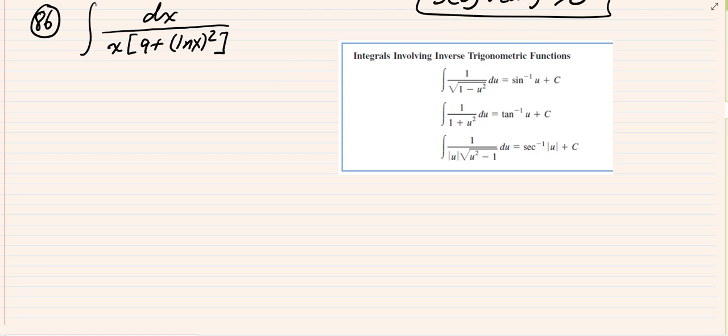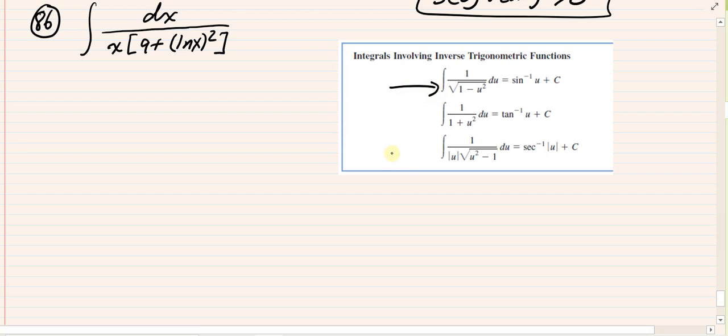All right, here's number 86. Now I've again copied that brief table of integrals for inverse trig functions. Judging the denominator, matching it against what's to the right, the first one and the last one involve square roots, and we don't have that, so these are out. So I'm going to focus on trying to make this look like the middle integral. To do that, remember the 9 is very important. That has to be a 1.